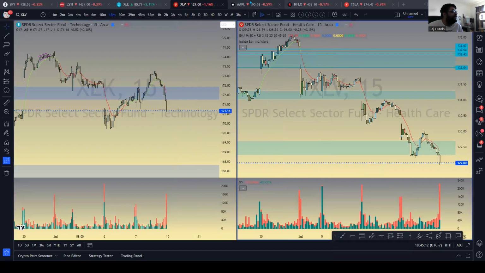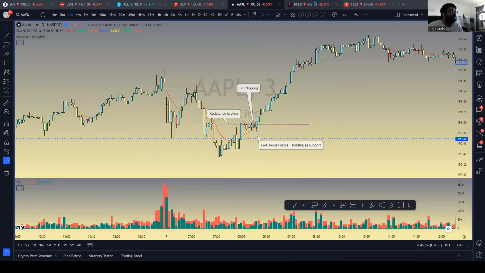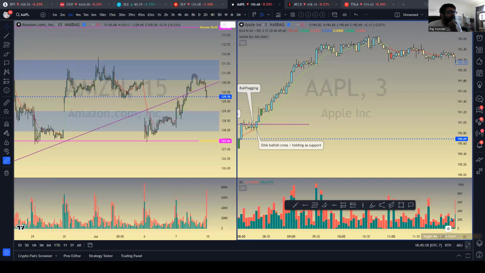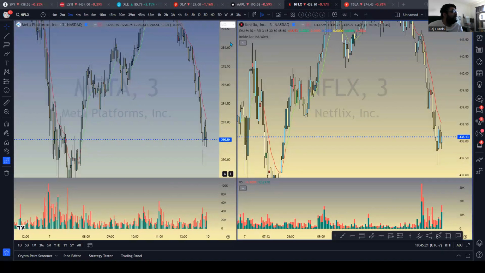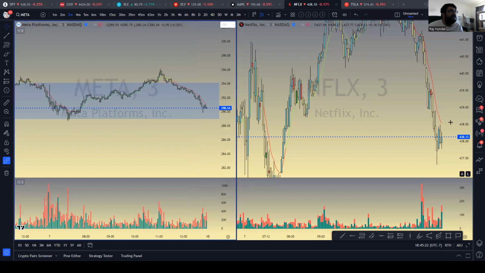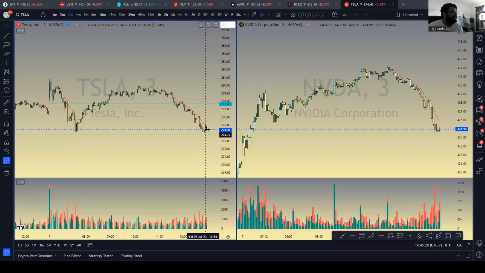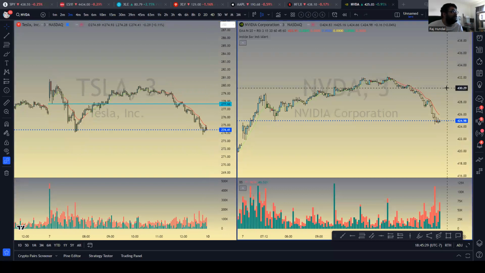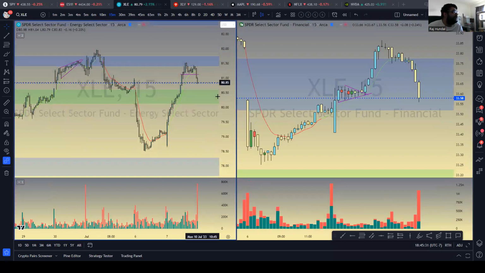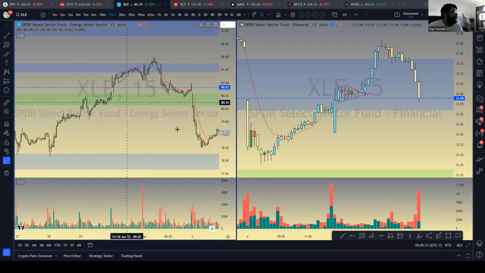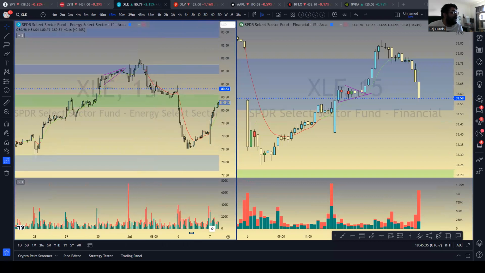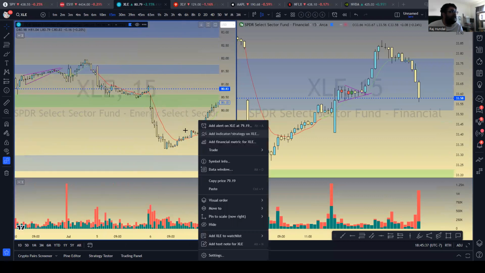I also keep an eye on Apple, and I also keep an eye on Amazon. I would keep an eye on all the FANG names, Meta, Netflix, because these are the ones that are going to move the market. If you trade the indices only, you're going to want to know what these indexes right here are doing. You don't have to trade them, but again, this is going to add major confluence to your trade.